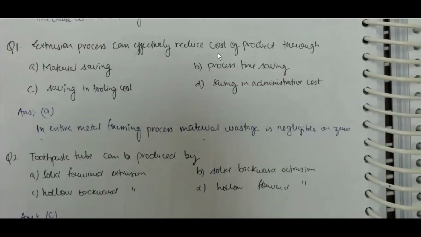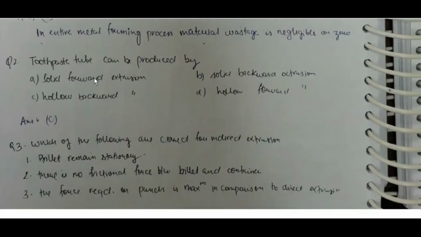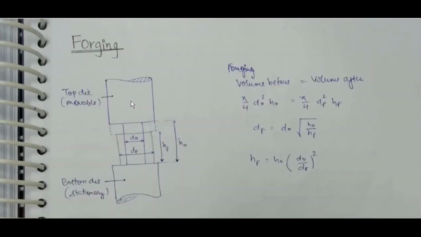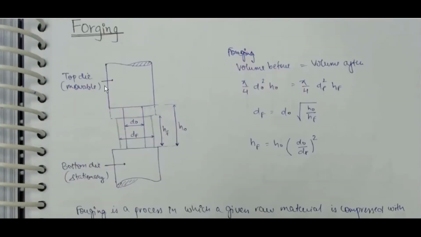Sigma square by 2E into LA is equal to P into delta L. Sigma square by 2E into LA is equal to sigma L into P by E. Delta L is equal to PL by AE. Sigma is equal to sigma L by E. Sigma is equal to 2P by A for impact load. For gradual load, sigma is equal to P by A.